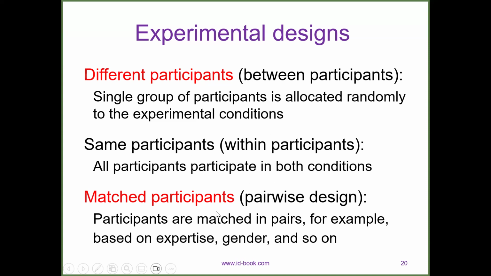For example, participants are matched or coupled in pairs, for example, based on expertise or gender and so on. In matched participants, I can make you groups in the lab to work on a project based on your performance or based on your proficiency in some skills that can help you to do a project together. So this is called matched participants.